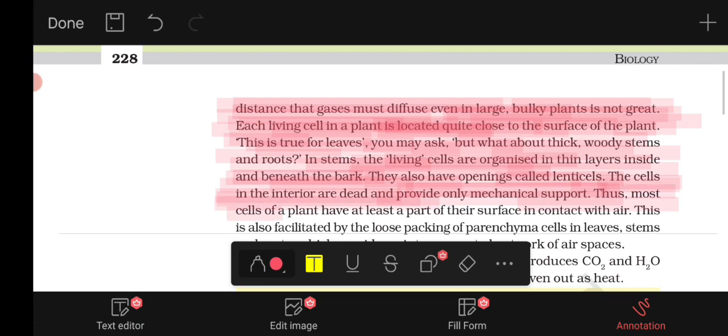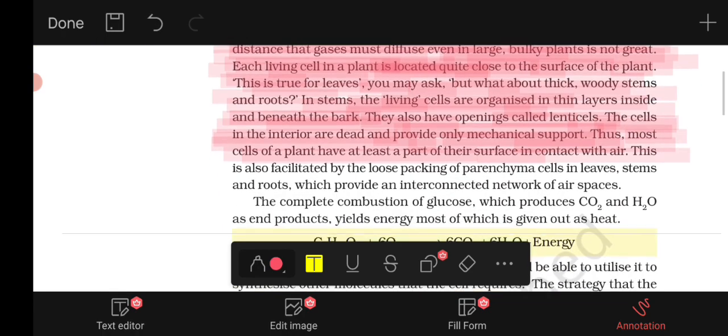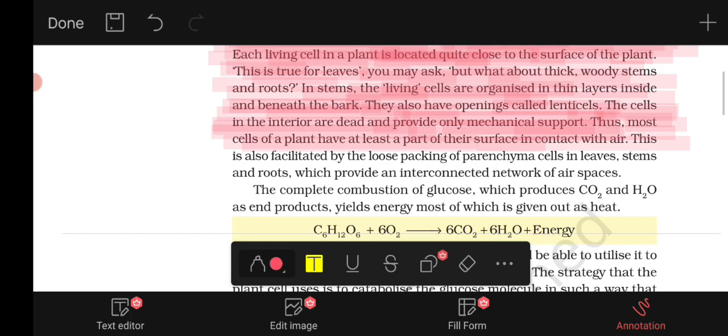Thus, most of the cells of the plant have at least part of their surface in contact with the air. Because they are very close to the surface of the bark and they have lenticels, this is the reason for that. This is also facilitated by the loose packing of the parenchyma in the leaves. In dicot leaves, generally the upper layer is palisade parenchyma and the lower one is spongy parenchyma. The spongy parenchyma has air spaces in it, so it is facilitated by this loose packing of the parenchyma in the leaves, stems and roots, which provides an interconnected network of air spaces.